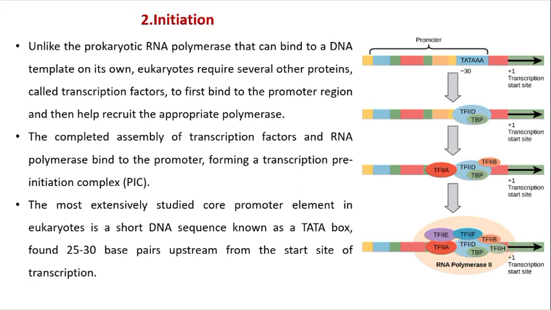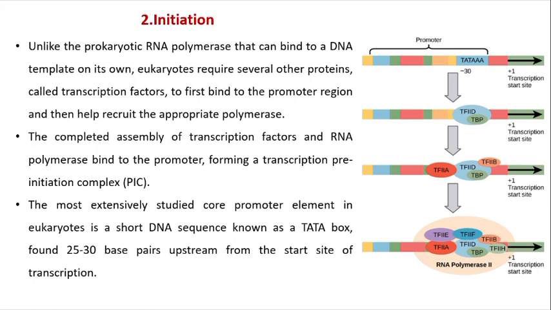Initiation. Unlike the prokaryotic RNA polymerase that can bind to the DNA template on its own, eukaryotes require several other proteins called transcription factors. So they first bind to the promoter region and then help recruit the appropriate polymerase enzyme. Actually, the transcription factors first bind to this promoter sequence, and only then the polymerase enzyme attaches here. But in prokaryotic transcription, the RNA polymerase enzyme simply attaches to the promoter sequences.